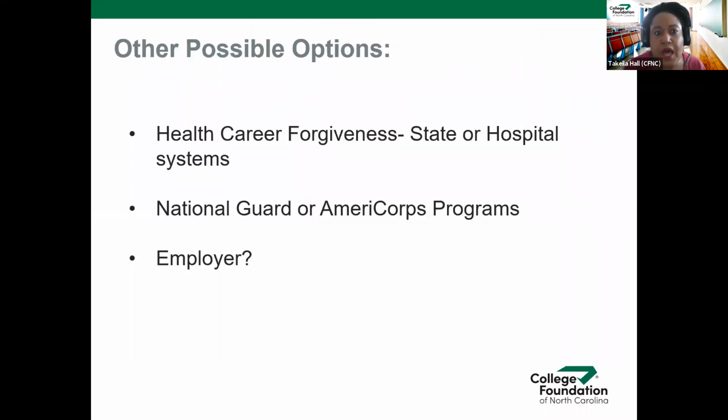Now, other possible options, of course, health career loan forgiveness for state or hospital systems might be available to you. There's also National Guard or AmeriCorps programs. And then again, just talking to your employers, just see what options might be available to you.